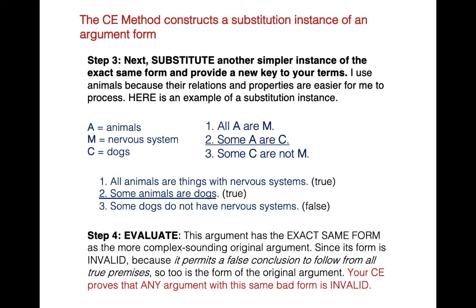Here it is now after I've substituted in for the A and the M and the C other things. All animals are things with nervous systems. Okay, that's true. That's the thing about animals. Some animals are dogs, right? Okay, some animals are dogs. Third claim, conclusion. Some dogs don't have nervous systems.